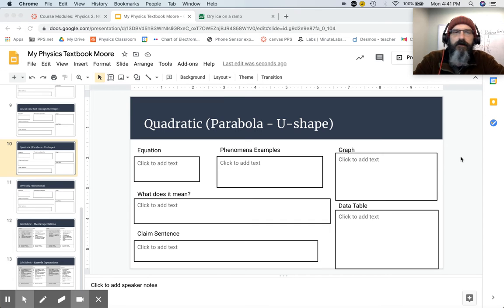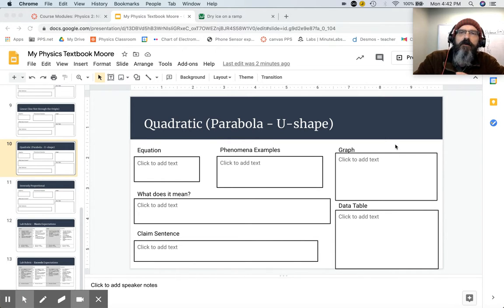Okay, so here I am trying to complete slide 10, the quadratic relationship slide in my physics textbook. So hopefully you found your way here. You could go to Google Slides or Google Drive and search for my physics textbook. You could go to Canvas and look for my physics textbook in the modules. You go to slide 10.